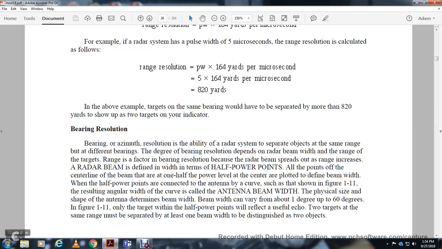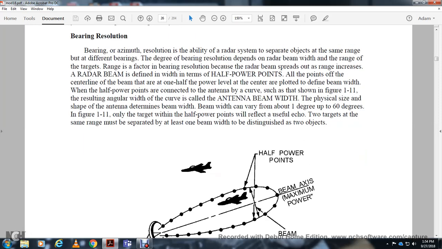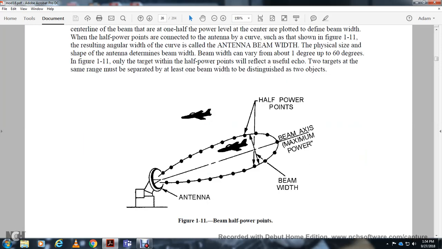Within Figure 111, only a target within the half power points will reflect a useful echo. Two targets at the same range must be separated by at least one beam width to be distinguished as two objects. The figure shows the antenna, the half power points, the beam axis, and the maximum power beam width.